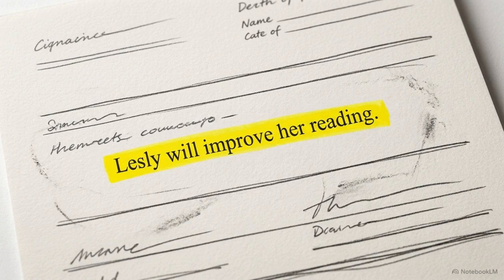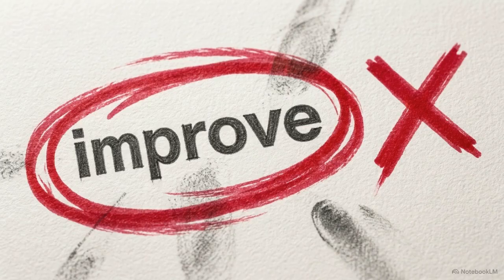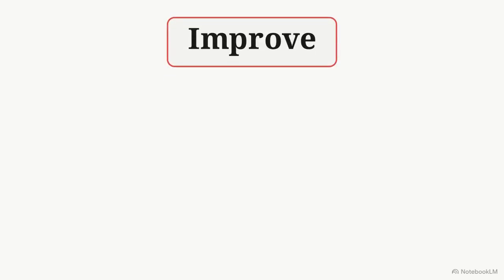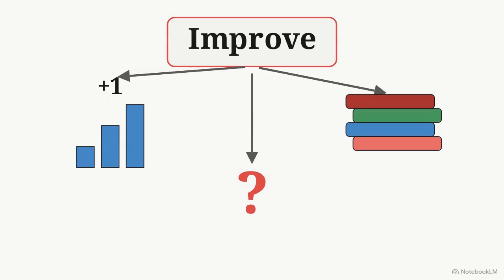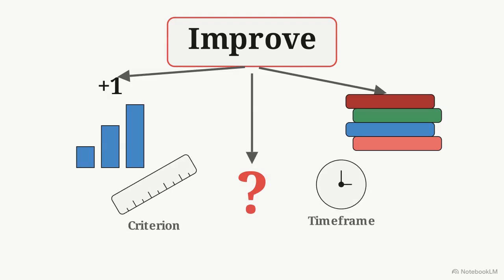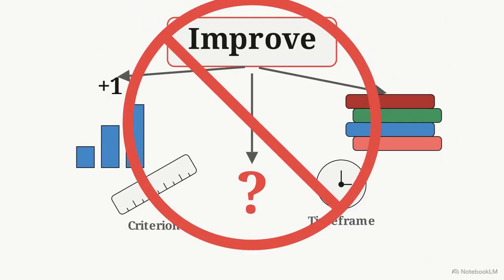Leslie will improve her reading. It sounds supportive, but the word improve creates an immediate roadblock. Think about the mechanics of evaluating that improvement. Does it mean she reads one more word per minute, or an entire chapter book? How do we measure the progress, and when exactly are we checking? We can't objectively answer any of those questions.